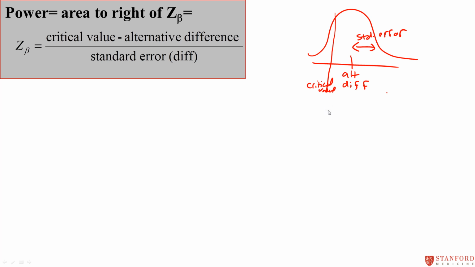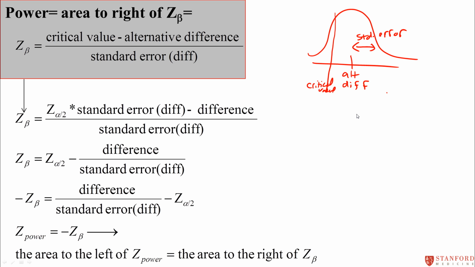Now we can go a little further, however, because I can just do a little bit of math here. Remember, what is the critical value? The critical value is z alpha over 2 times the standard error. That's what we got out of the null curve. That's the critical value. We need to exceed that in order to reject the null hypothesis here. So I can just plug that in where I've written critical value. I'm subtracting from that the alternative difference, and I'm dividing by the standard error of the difference. These two standard errors in the numerator and the denominator are the same, so I can cancel them out. I end up with z beta equal to z alpha over 2, the significance level, minus the alternative difference in means, the real difference in the real world, divided by the standard error.